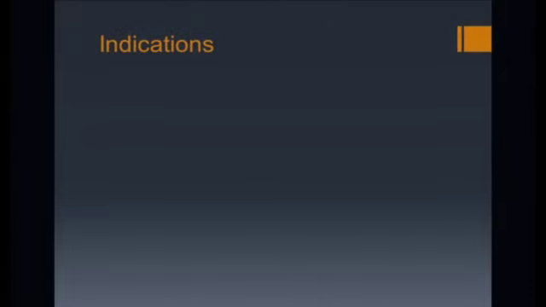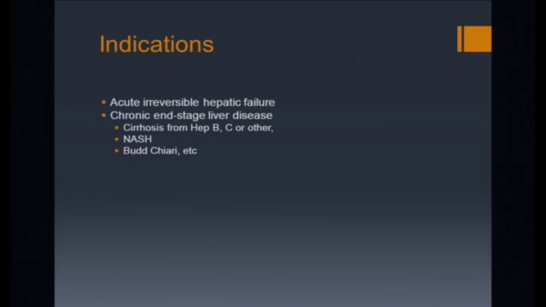A number of conditions can be effectively managed with liver transplantations. Indications for liver transplantation include acute irreversible hepatic failure, chronic end-stage liver disease from cirrhosis from hepatitis B, C, or other infections, non-alcoholic steatohepatitis, Budd-Chiari or other forms of veno-occlusive disease.